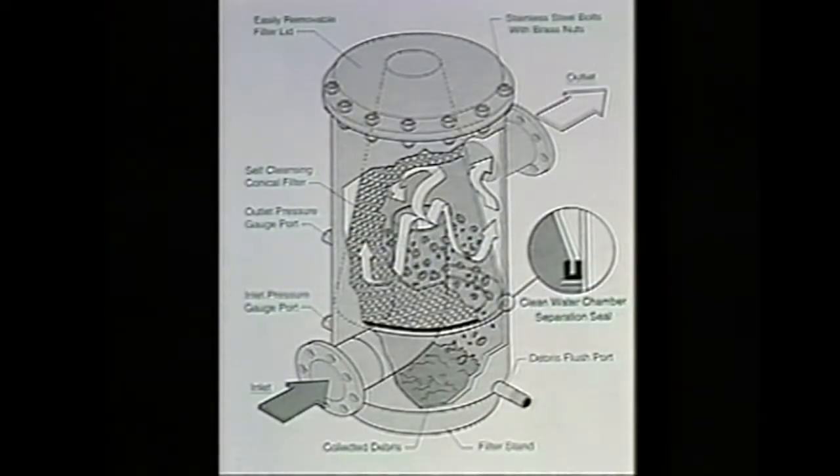There are many other types of filters. For example, this screen is designed so that the incoming water flows upward and the sand falls down to the bottom sides, keeping the screen relatively free of sand.